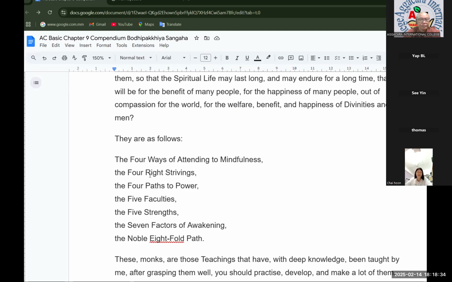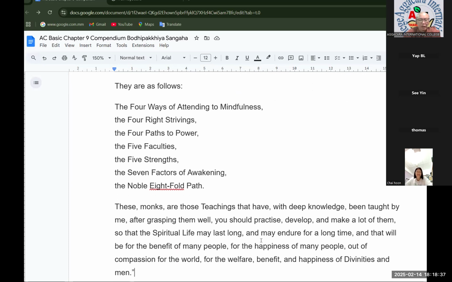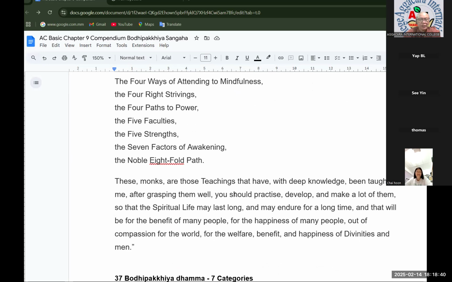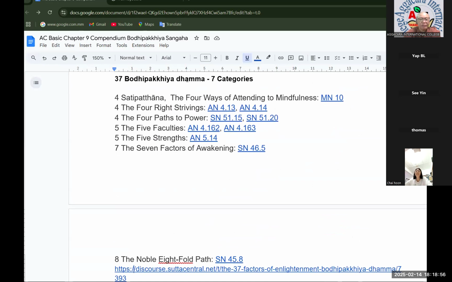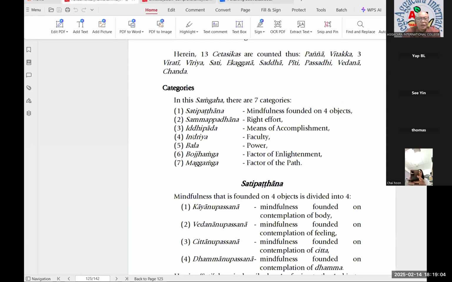Okay, this 7. Like the Buddha already said, if we practice it, grasp it, and develop it, it lasts for a long time. It will benefit many people, bring happiness to others, and the Buddha preached it out of compassion and for the welfare of gods and men. And this is called, like just now, the 37 Bodhipakkhiya Dhamma. All right. This note I actually just prepared just now. So anyway, this is coming from the Mahaparinibbana Sutta. So we link with the sutta where the Buddha preached it.